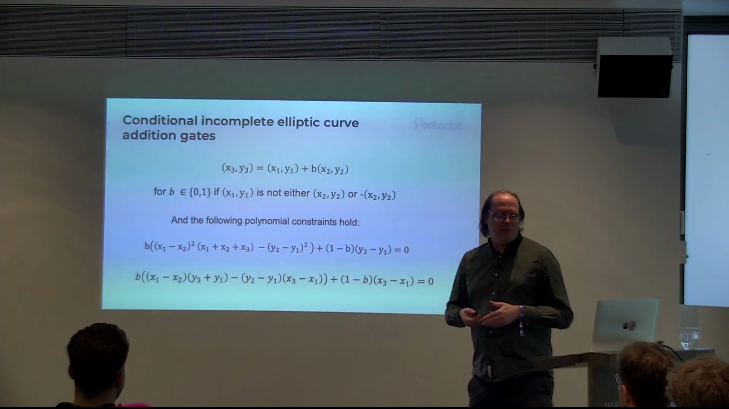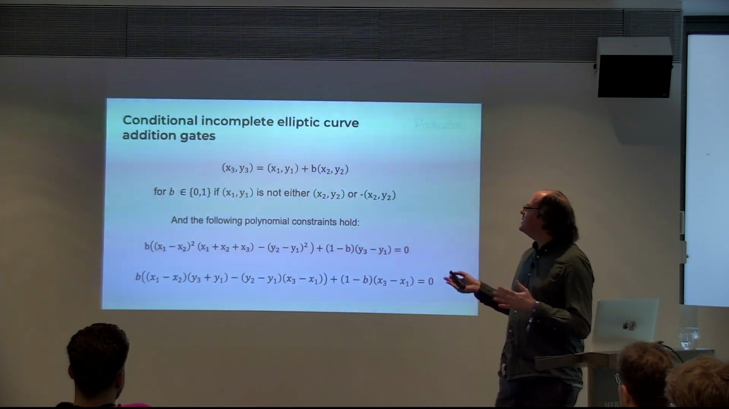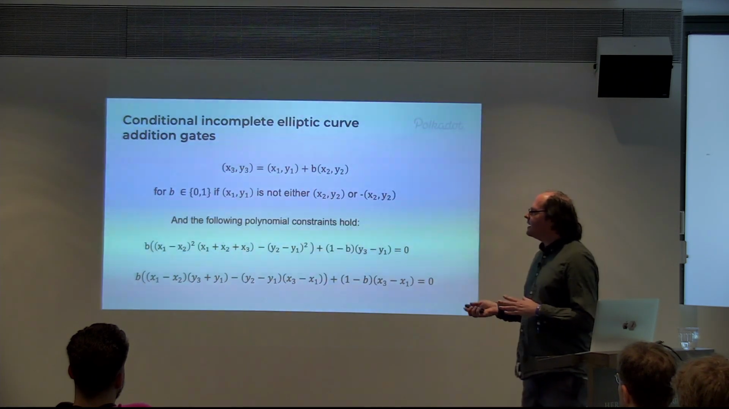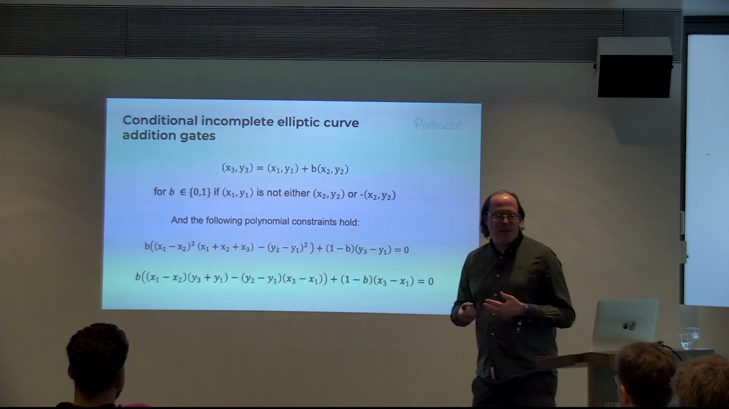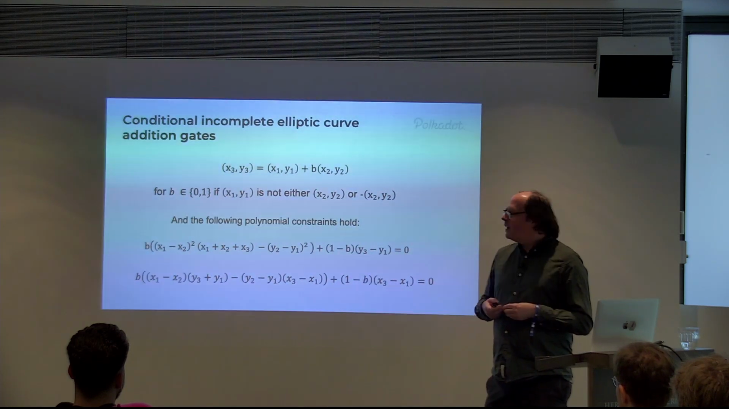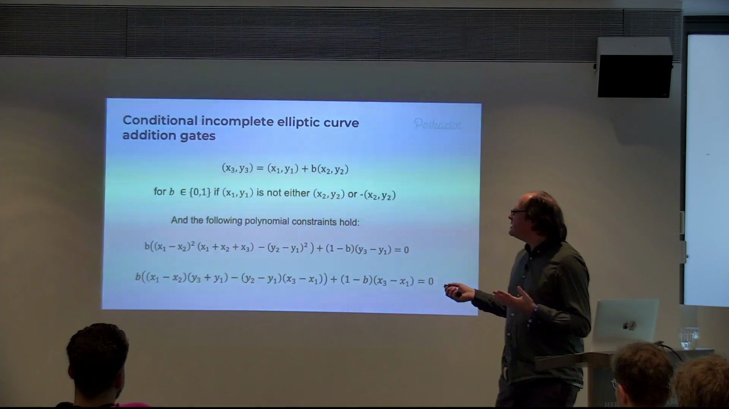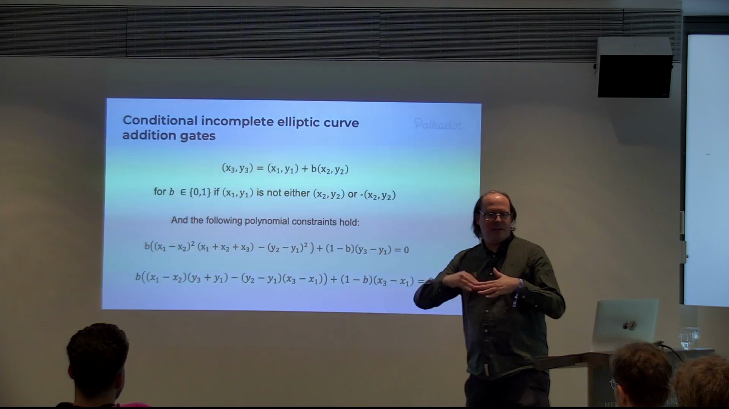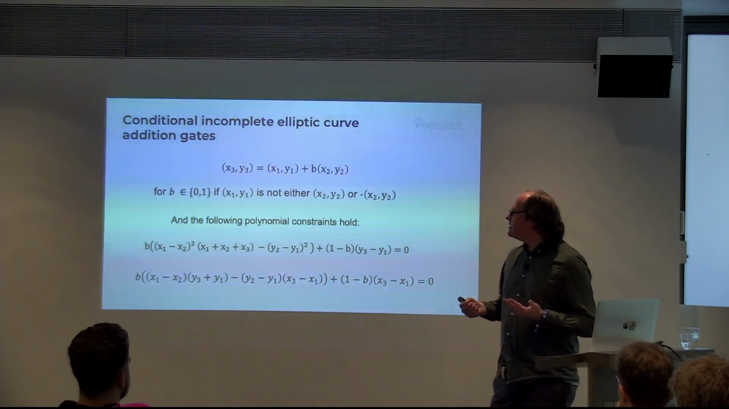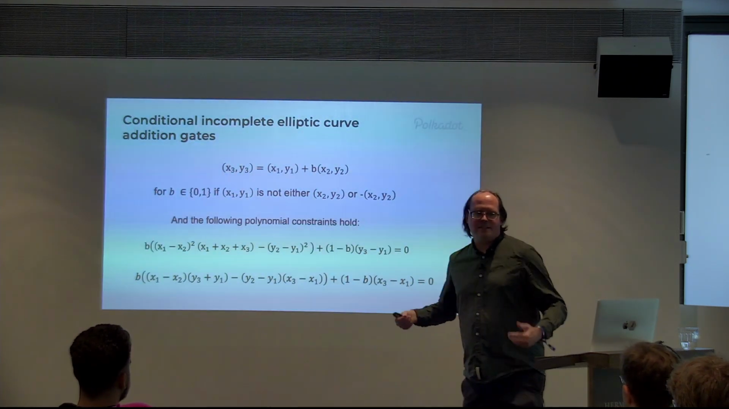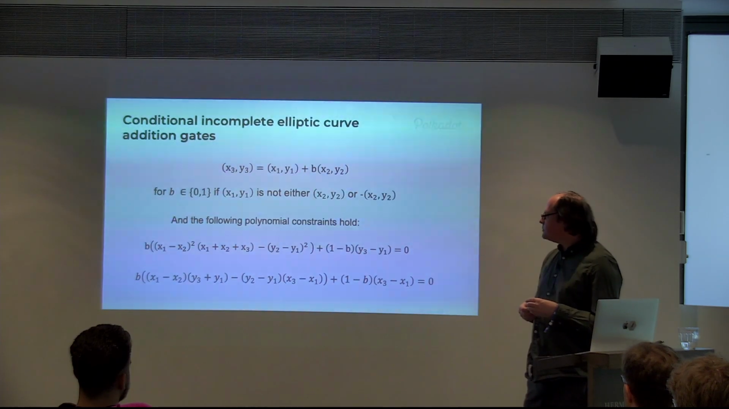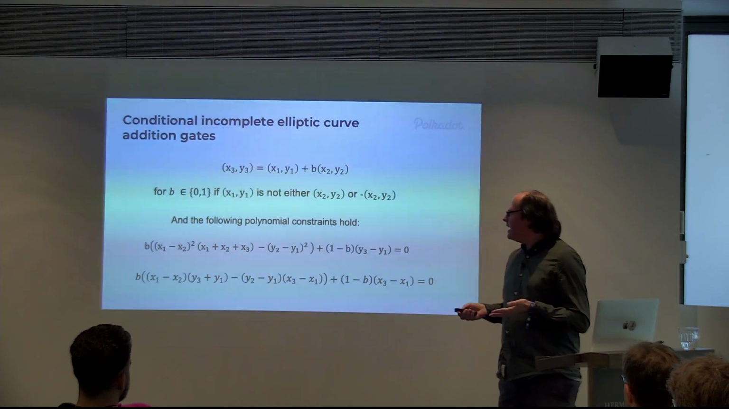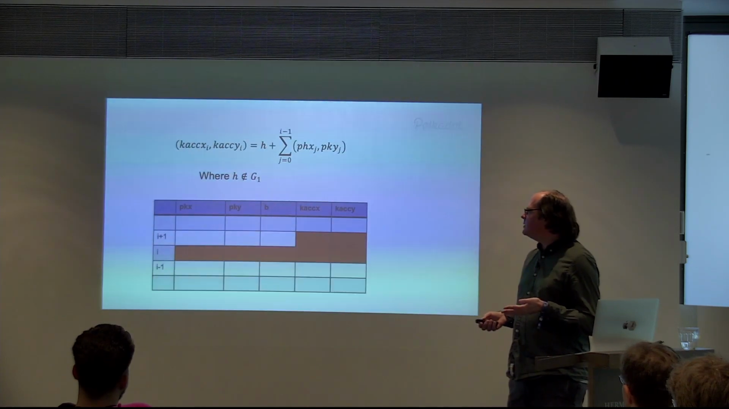I've seen code out there for an incomplete elliptic curve addition gate for TurboPlonk, and it looks very similar to this, except without this b, which is the bit that determines whether we add things or not. I'm surprised that they didn't go a degree higher and put this bit in, because when you're doing something like a multi-scalar multiplication, you normally want to condition on bits.